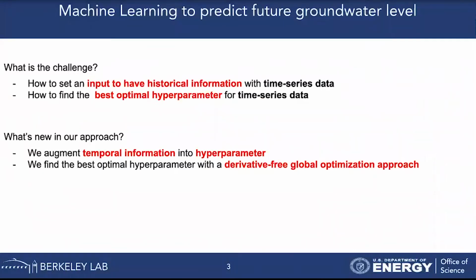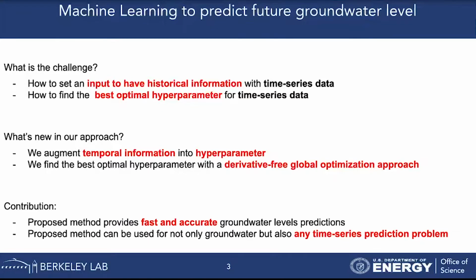To do that, we first augment temporal information into the hyperparameter set, and then we find the best hyperparameters with a derivative-free global optimization approach. We have two contributions here. Our proposed method can provide fast and accurate groundwater level predictions, and also our proposed method can be used not only for groundwater level prediction, but also for any time series prediction problems.